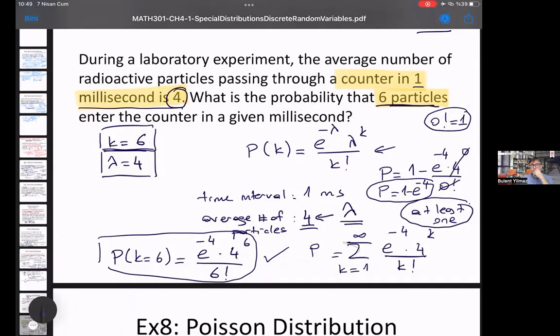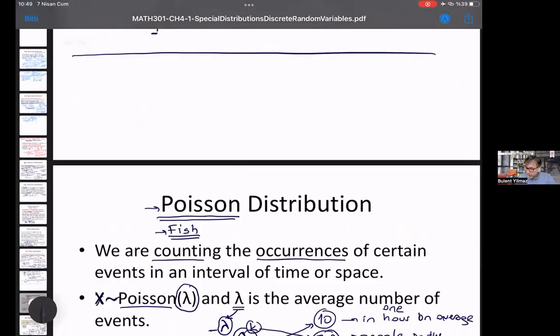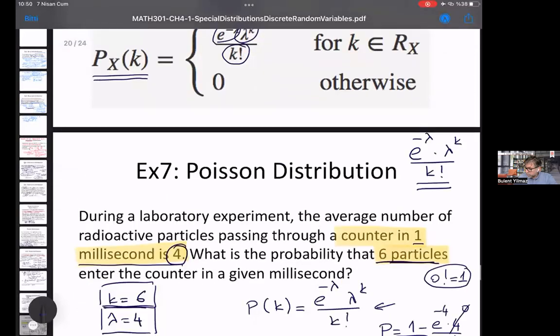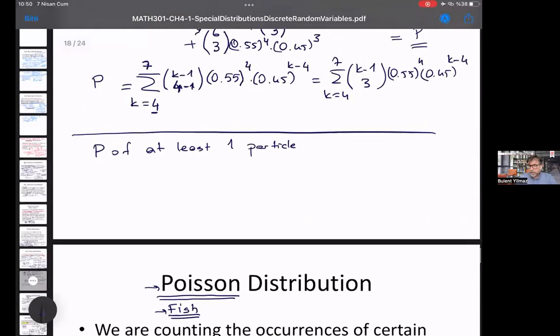Hocam, yes, can you repeat the last part, please? Sure. Let me go to this part. Okay, I am asking, give me the probability of at least one particle. What's the question? Passing through a counter. Okay, counter, sayaç, radioactive particle counter. At least one particle passes through the counter.